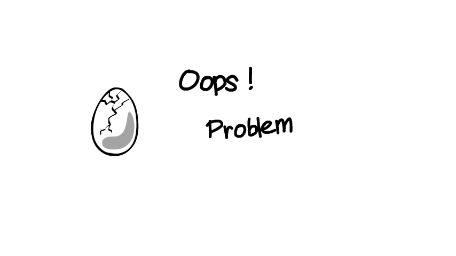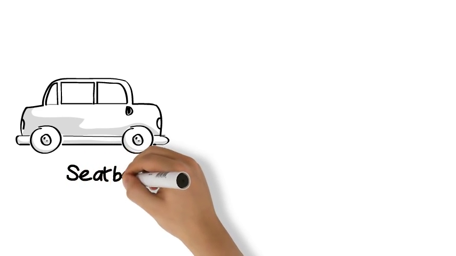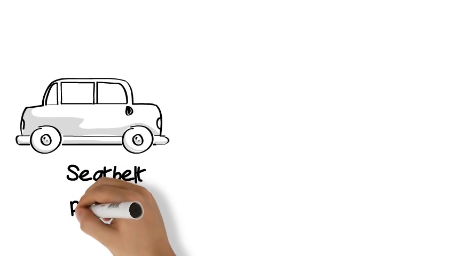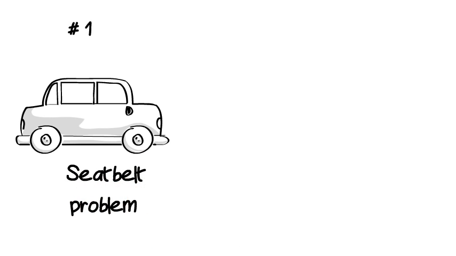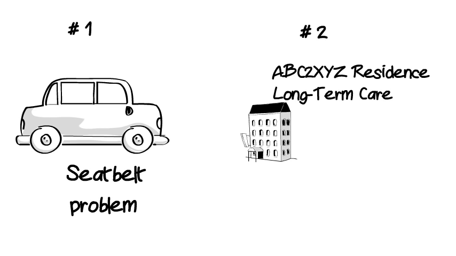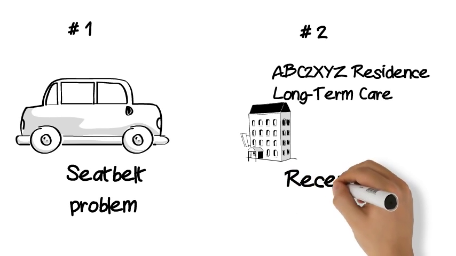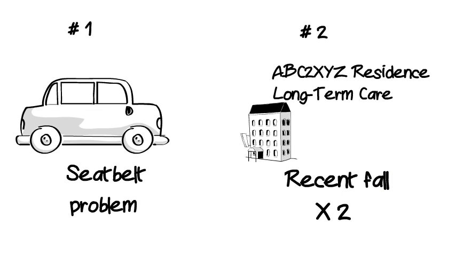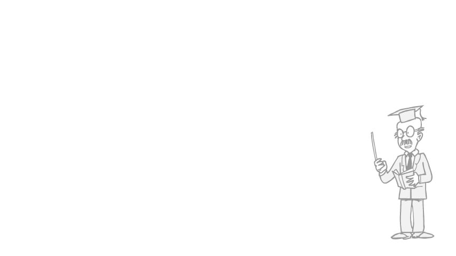So, an auto manufacturer might have a problem on their Zippy Safe T, a new model of car recently released for sale, where a small handful of customers have complained that seat belts don't seem to be fastening properly. Problem 2: the ABC to XYZ residence, a long-term care home, has recently had two critical incidents, both involving a resident having a fall. Let's follow these two problems through for correction, corrective action, and preventive action.